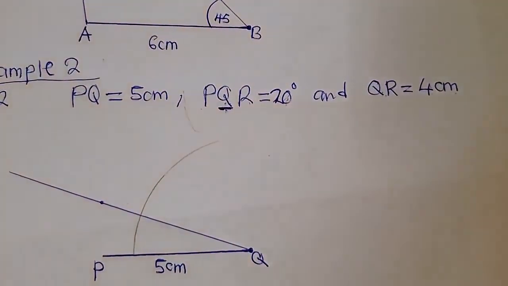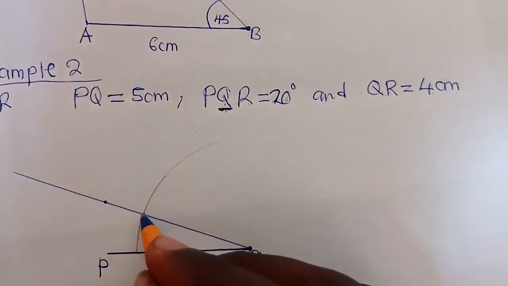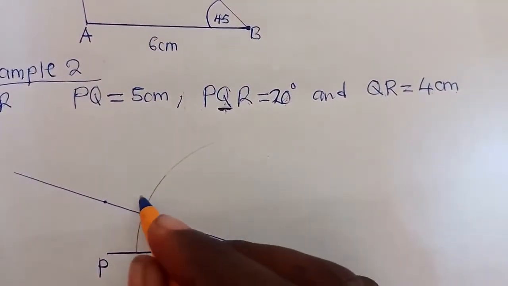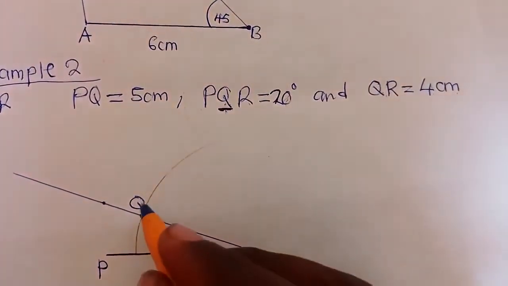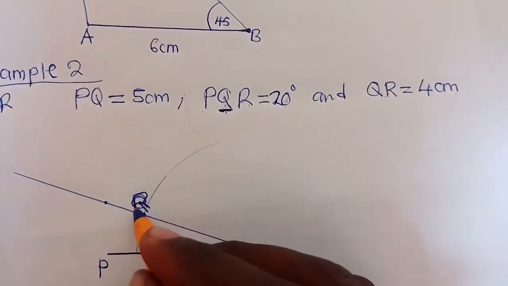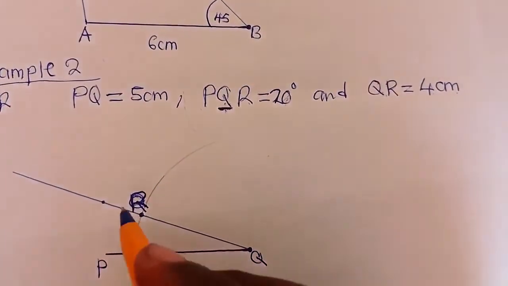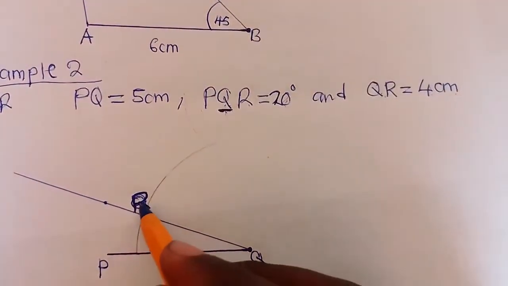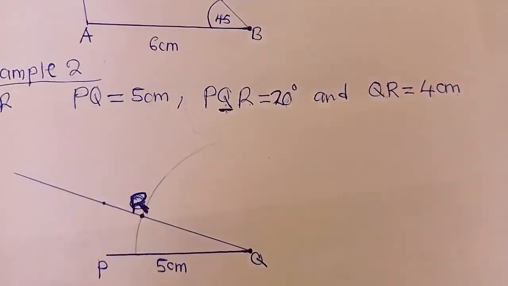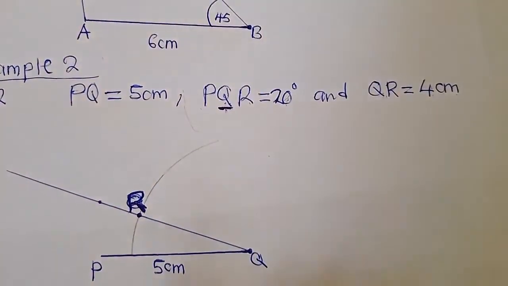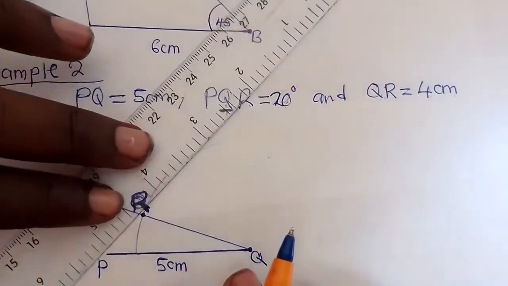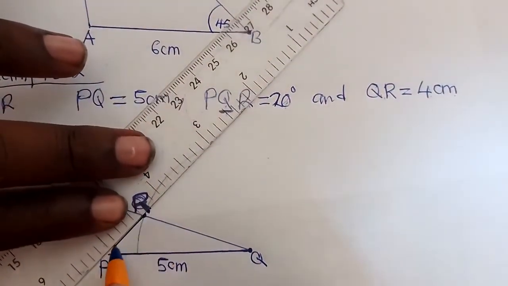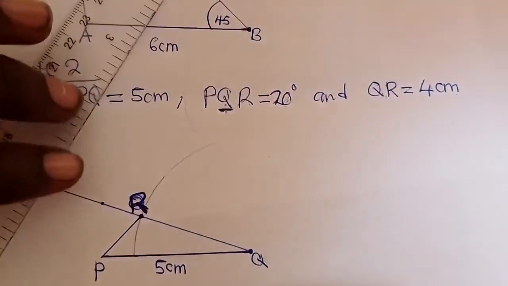So have you seen where these are meeting? They are meeting there. So this point here, this is where R is. They're saying QR, so this is where my R is. Then I just join like this, and come to this other side. Like this. Have you seen?